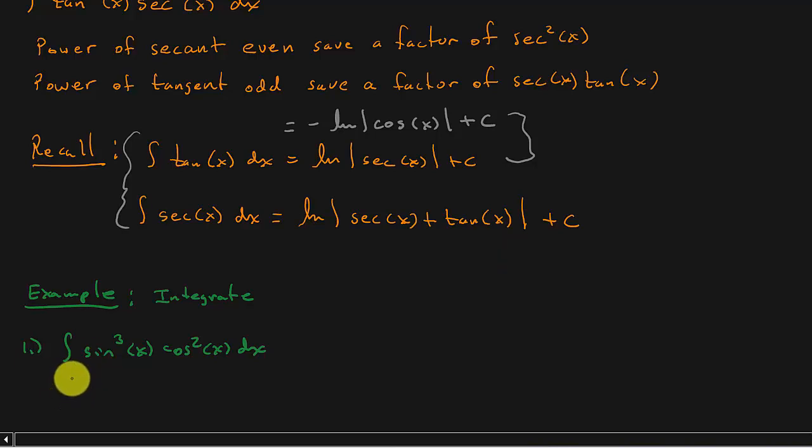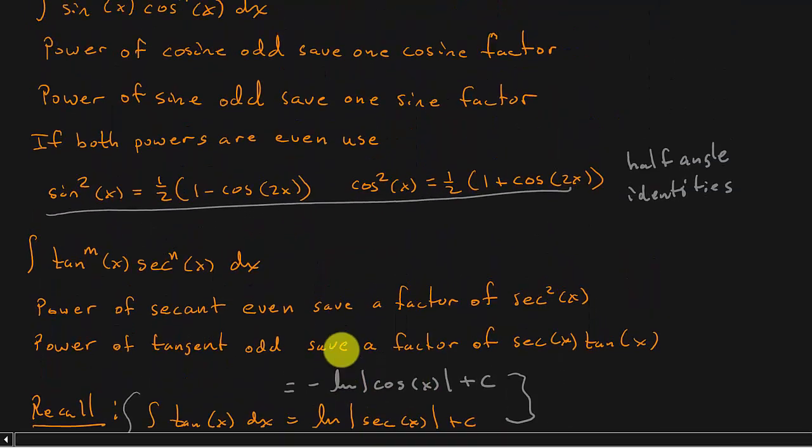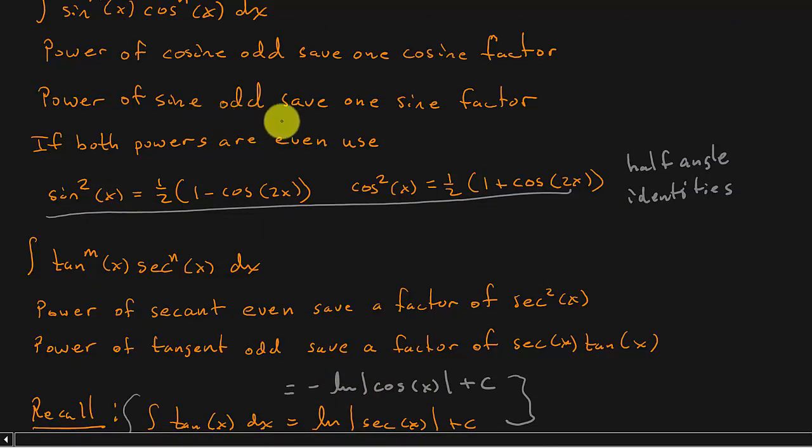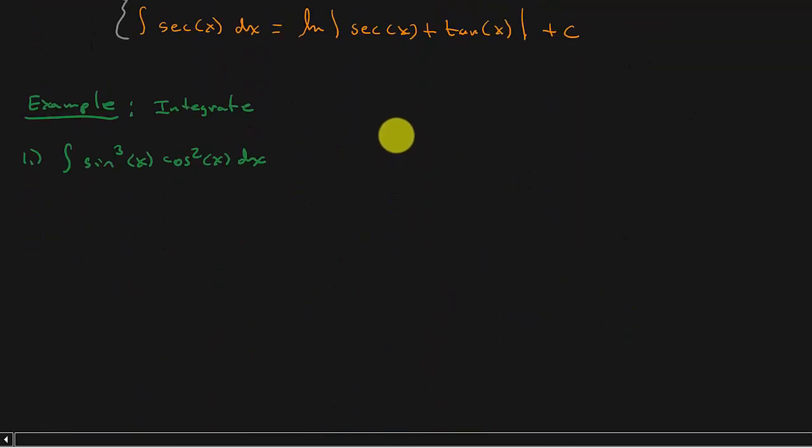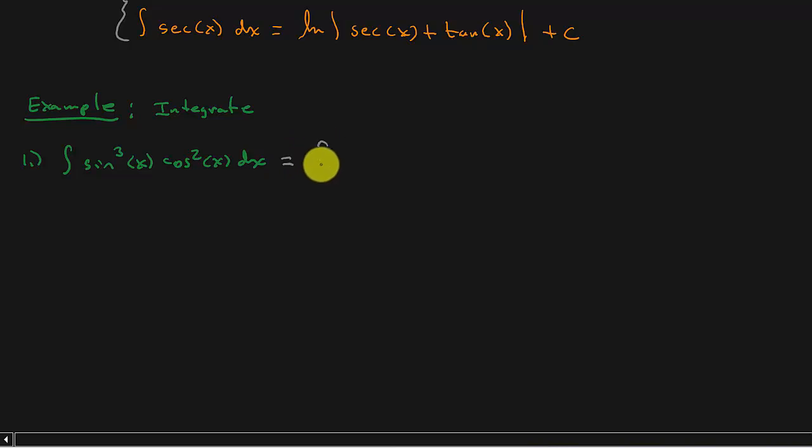So we have the integral of sine cubed x cosine squared x. Now you can see the sine factor is odd, so we want to save a sine factor. So let's work this out. We're going to get the integral of sine squared x cosine squared x times sine x dx. That's what it means when it tells you to save the sine factor.